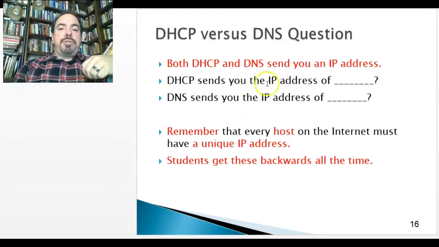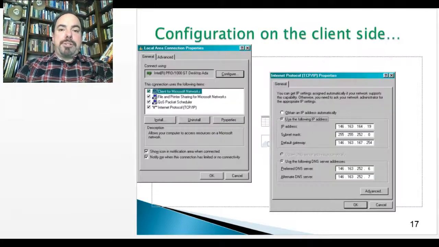So DHCP sends you the IP address of you, right, your IP address. DNS sends you the IP address of where you want to go. So if you want to think of this as you, here and there, or you and somebody else, or your IP address and the IP address of the name to which you want to go. Again, just something you have to memorize. These are things that are very changeable.